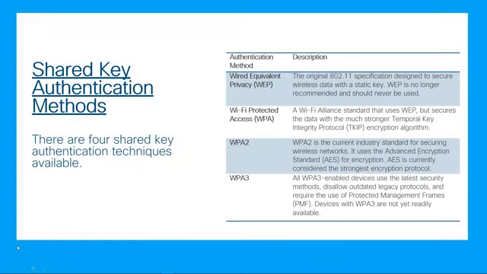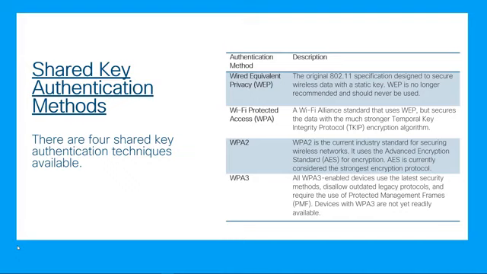Within the shared key authentication methods category, we've got four different techniques available. We have WEP, Wired Equivalent Privacy. It sounds great, but this is one of the original 802.11 specifications, and it was designed to secure wireless data using a static key. What that means is it's not very secure, and WEP is no longer recommended and should never be used. The next one is WPA, which is Wi-Fi Protected Access. Wi-Fi Protected Access was based off of the original WEP standard. It secures data using a stronger TKIP encryption algorithm, but still is not the best way to go.